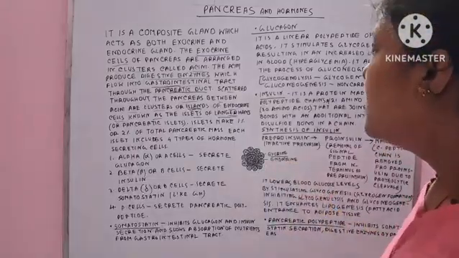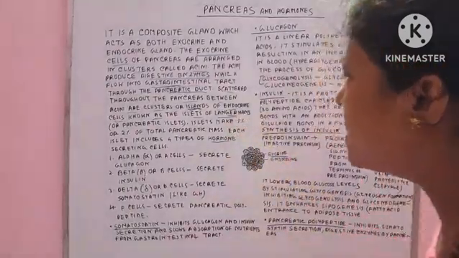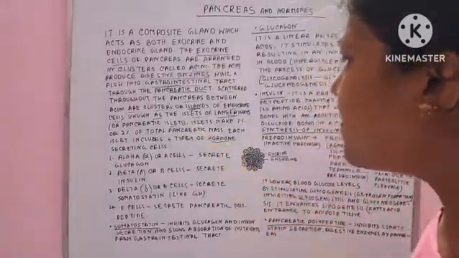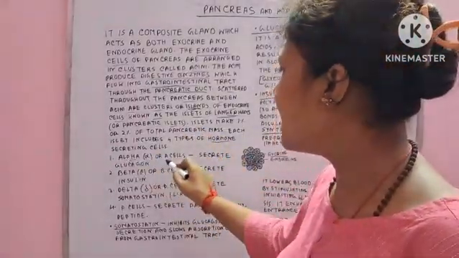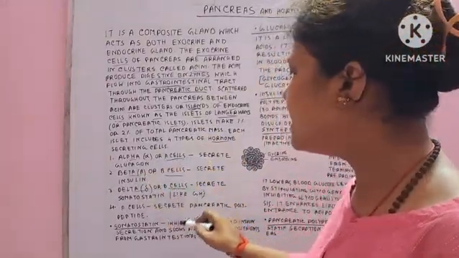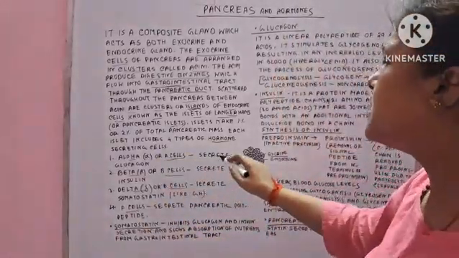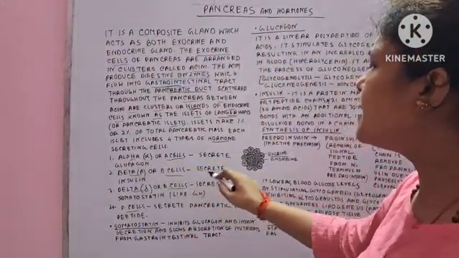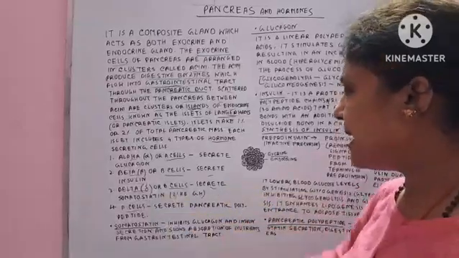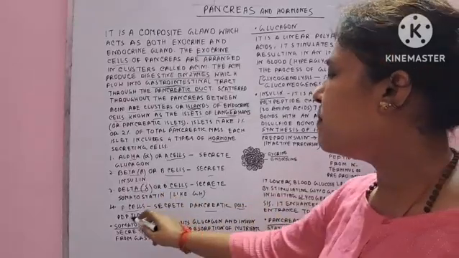Clear? Now, four types of hormones are produced from these endocrine cells or islets, from four types of cells: alpha cells or A cells, beta cells or B cells, delta cells or D cells, and F cells. Alpha cells secrete glucagon, beta cells secrete insulin, delta cells secrete somatostatin, and F cells secrete pancreatic polypeptides.